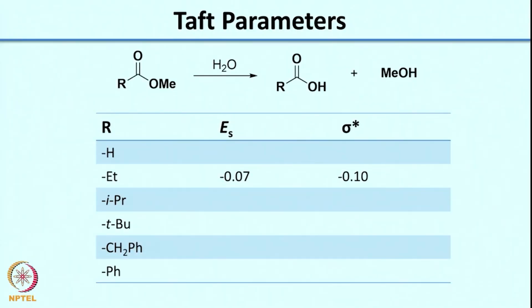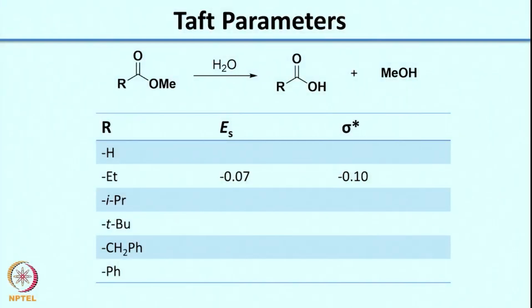As a hint, I have shown you the value for ethyl, so that based on that you can predict the values for the other substituents. So go ahead and try to do this exercise. You can press the pause button on the video and work on it. So alright, let us start with hydrogen. What will the value for hydrogen be, Es? Will it be positive or negative?